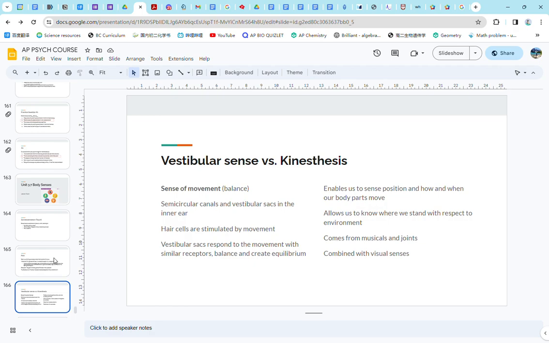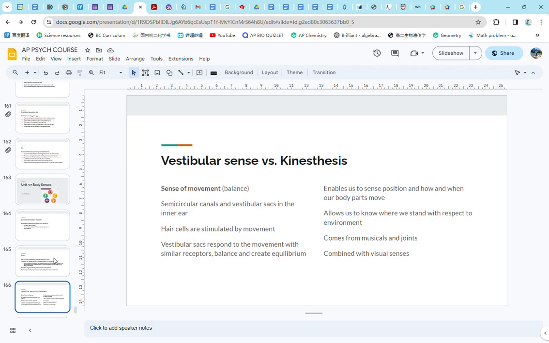Vestibular sense is our sense of movement, including balance. Our semicircular canals and vestibular sacs in the inner ear are responsible for keeping balance. Hair cells are stimulated by movement, and your vestibular sacs respond to the movement with similar receptors, balancing it out and creating an equilibrium. When you are motion sick, the signals from your vestibular system and your eyes clash with one another. Tightrope walkers must have an incredible vestibular sense.